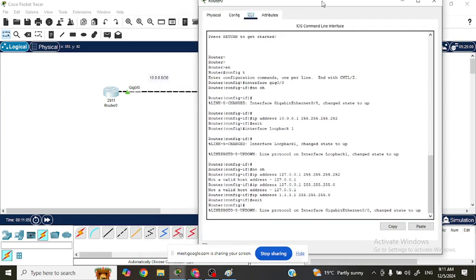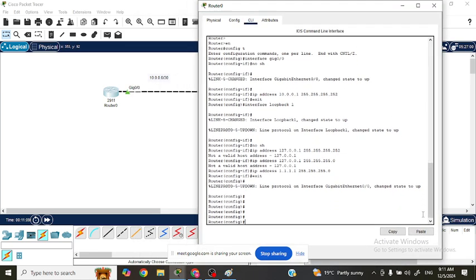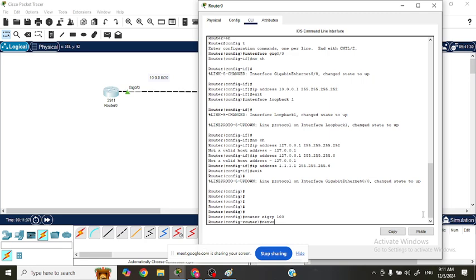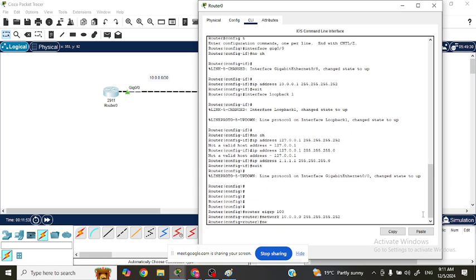Now it's time to advertise the prefixes under EIGRP. So what is the command to configure EIGRP? Router EIGRP and the AS number; whatever AS number we want, we can give. There is a range of AS numbers from 0 to 65,535. So router EIGRP 100. Command to advertise a network in EIGRP: network 10.0.0.0, the network ID, and after that the subnet mask. And then network loopback. What was the loopback IP address? The network ID will be 1.1.1.0.